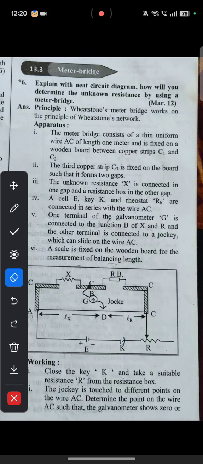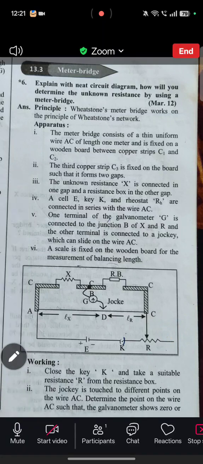Okay, so this is the mechanism of the meter bridge. This way you can connect the circuit. After connecting the circuit you will note down the readings and measure the balancing length. After getting the balancing length you can substitute the values in the formula.